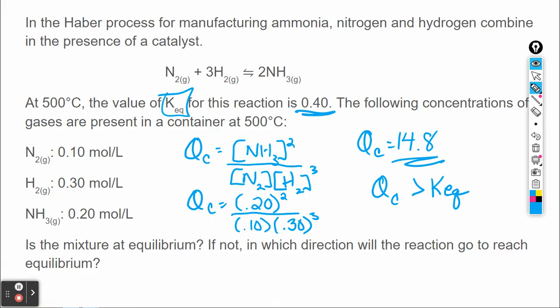Well, how do I know what this means? Well, we know for sure that it's not at equilibrium because the value for KEQ is not equal to the value for Q. So we have to figure out which direction this will go. Because QC is greater than KEQ, that tells us that we've got more of this side over here. As a result, the reaction will proceed by moving to the left.